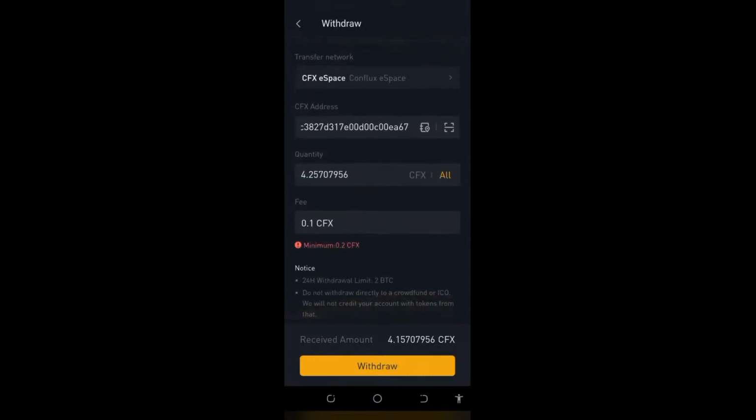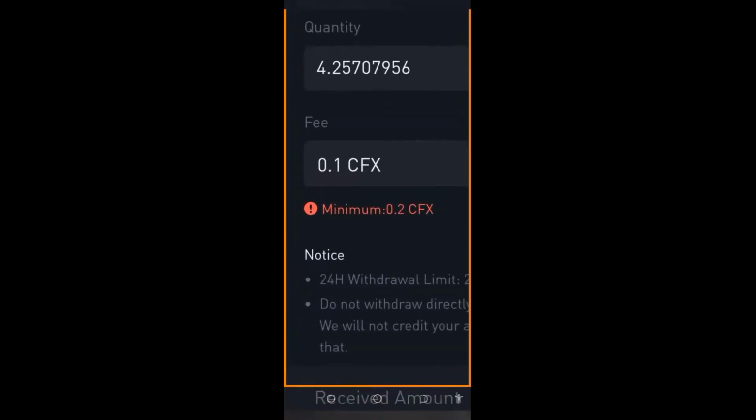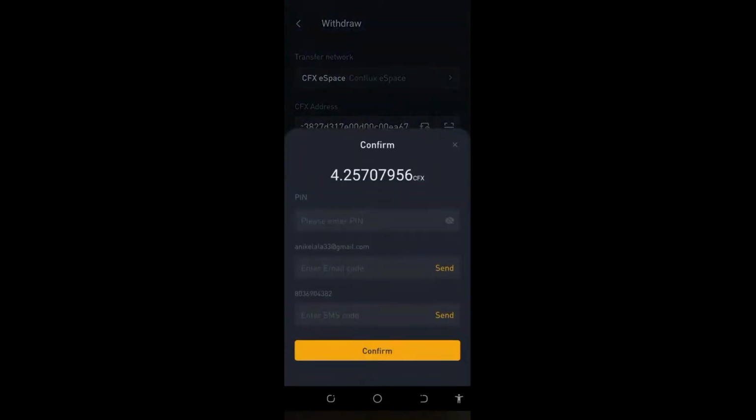What do we get? 4.15. Good. I knew we were going to lose some money, but that's fine. The fee is 0.1 CFX. Okay, great, no problem, as long as I get my money out. I mean, all we were doing was risking $1, right? So let's go ahead. What did it say? Okay. So I'm just going to put in all my details and I'll see you on the other side.